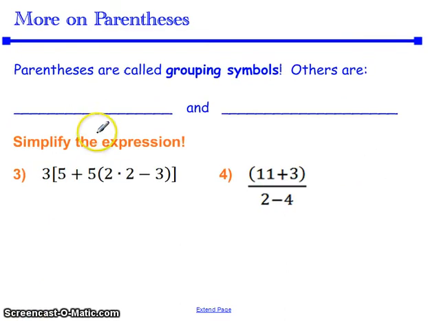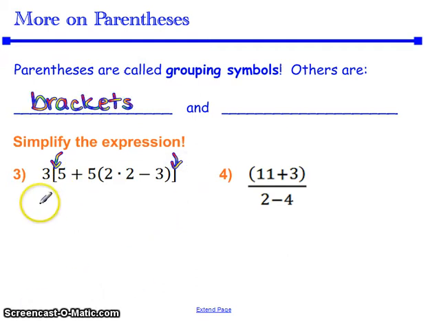Before we finish up, I've got a little bit more to say about parentheses. In the world of math, parentheses are called grouping symbols because they group operations together and help tell what order to do them in. However, parentheses aren't the only things that can do this. There are 2 other kinds. One of them you can see in problem number 3. There are these brackets. And brackets are basically just another shape of parentheses.